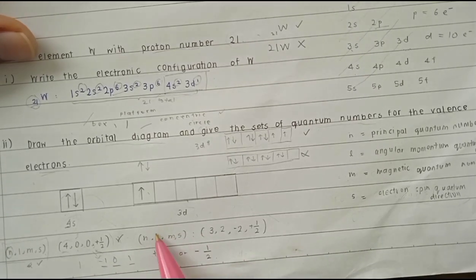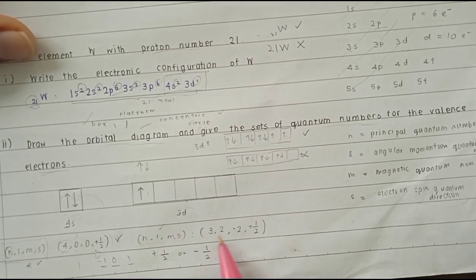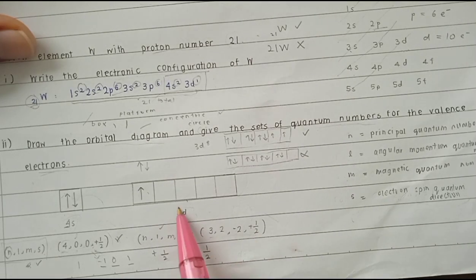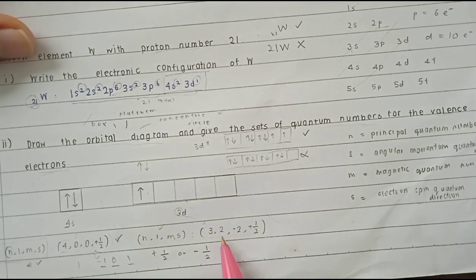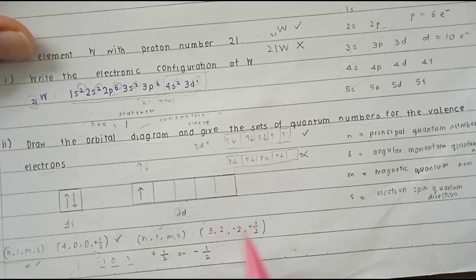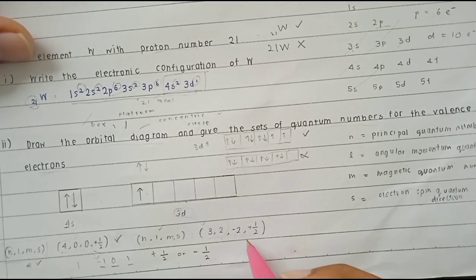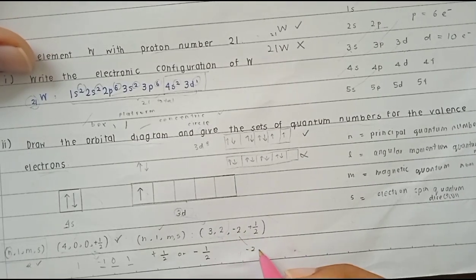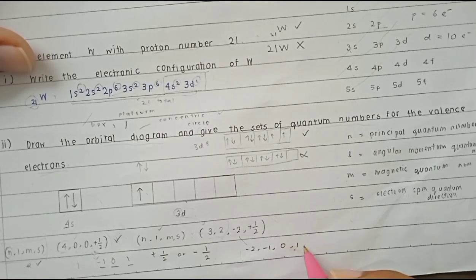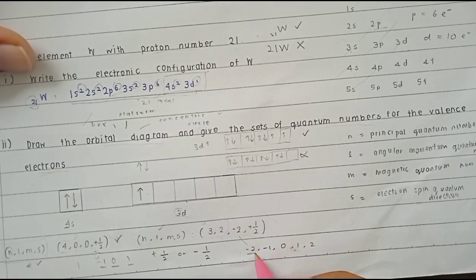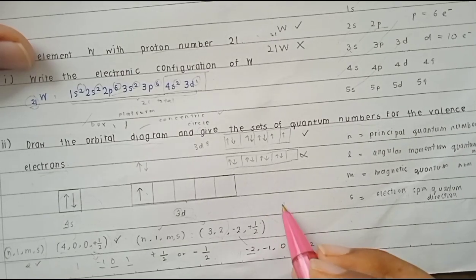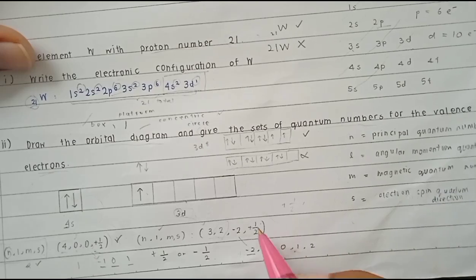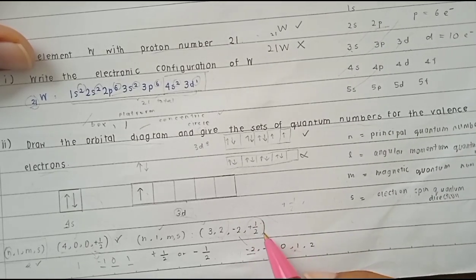For the next one, you label and then write the numbers. The principal quantum number is 3, and then l can be any number from 0 to 2, so I choose 2. And then for l equals 2 we have 5 possibilities, which are -2, -1, 0, 1 and 2. I choose -2. And then for s, same goes for this. We have +1/2 and -1/2. I choose to write +1/2.